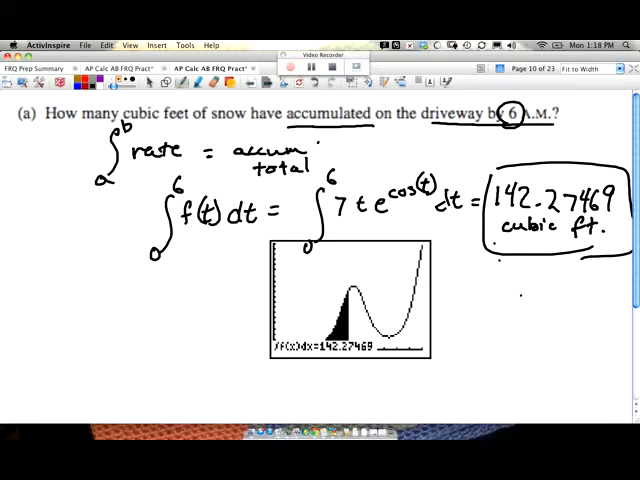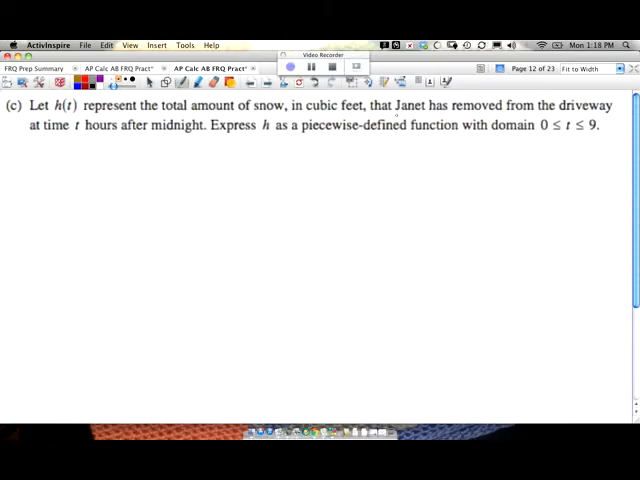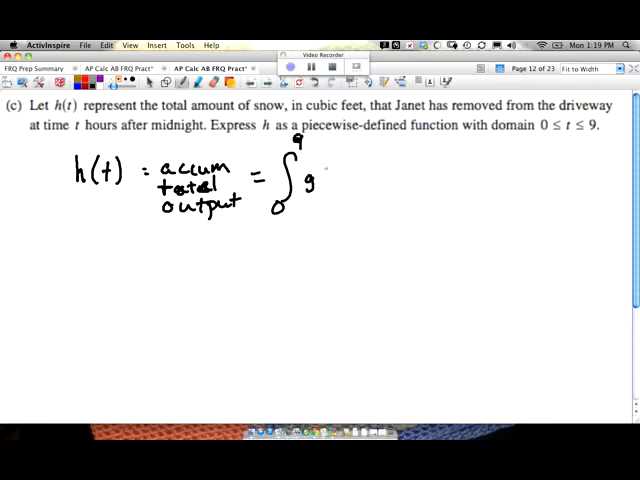Alright, next. We're in part C already. Let h of t represent the total amount of snow in cubic feet that Janet has removed from the driveway. So that means that h of t is the accumulated rate, or the accumulated total of output, which is going to be the integral from 0 to 9 of g of t. It's just the rate going out. So it needs to be a piecewise function with domain 0 to 9.